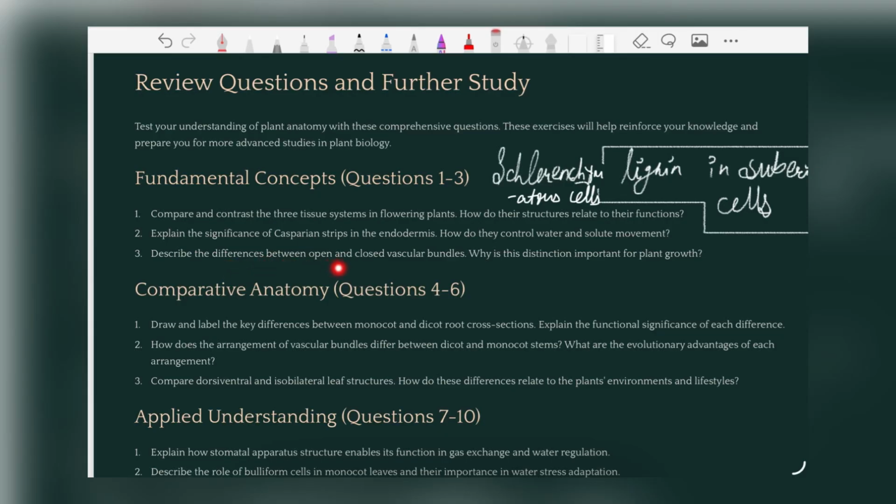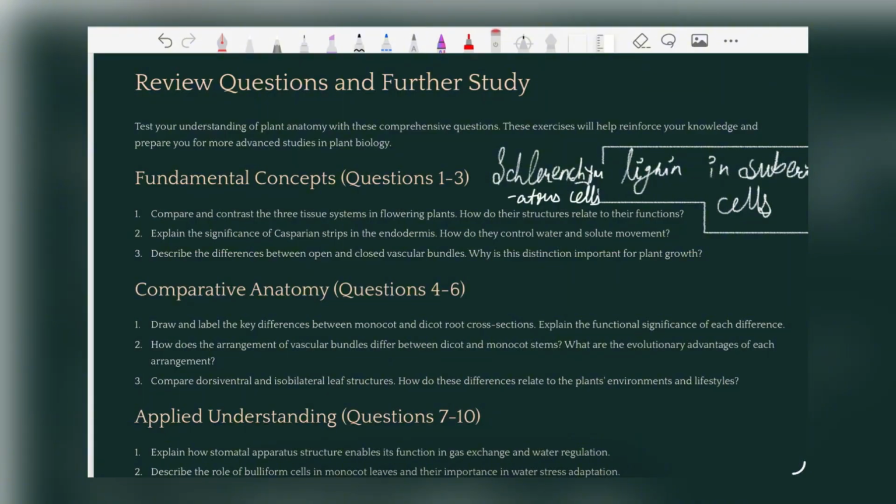Describe the differences between open and closed vascular bundles. In open vascular bundles, there is cambium in between the phloem and xylem. Because of this, they can grow radially, increasing their girth and increasing their cells. It is mostly found in the dicots. In closed vascular bundles, there is no cambium and they cannot grow radially, just like the coconut tree. They are monocots.